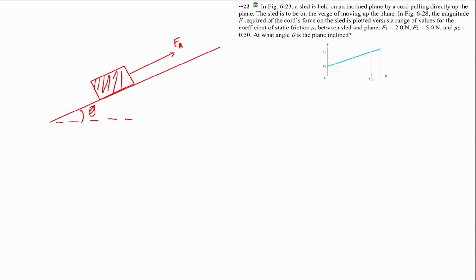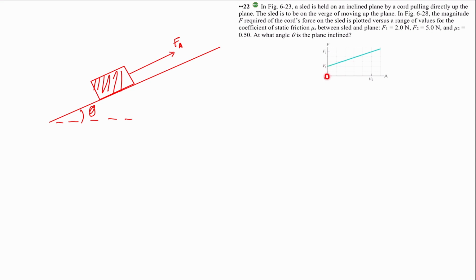Okay, now let's take for example, if the smoothness or the roughness of the incline was 0, that is, if mu s was 0, according to this, the force we would need to hold the sled on this position would be equal to F1.